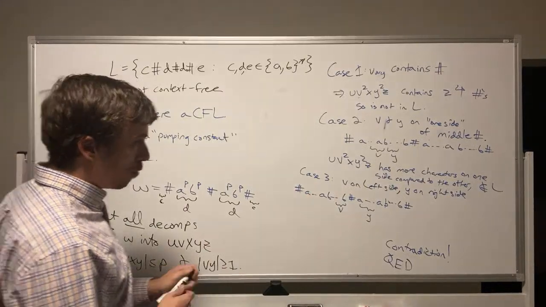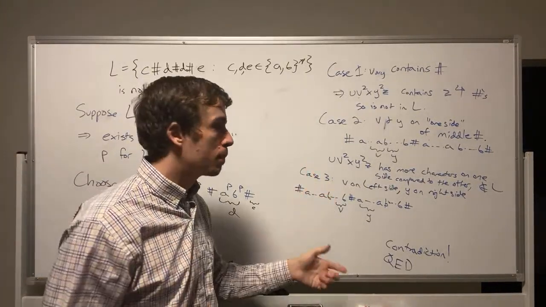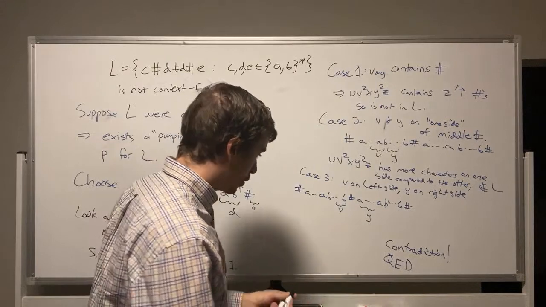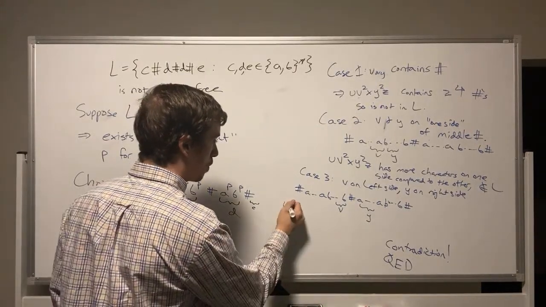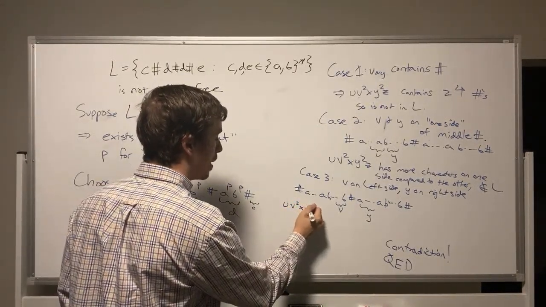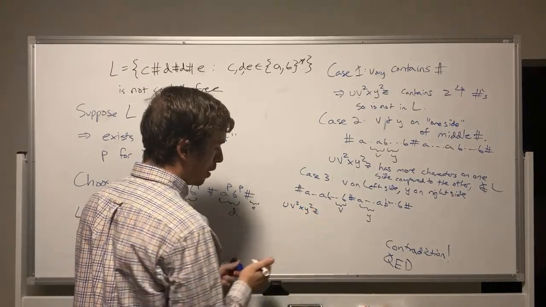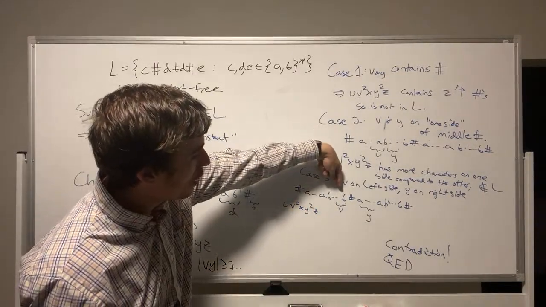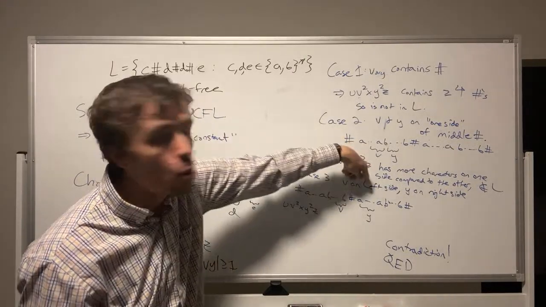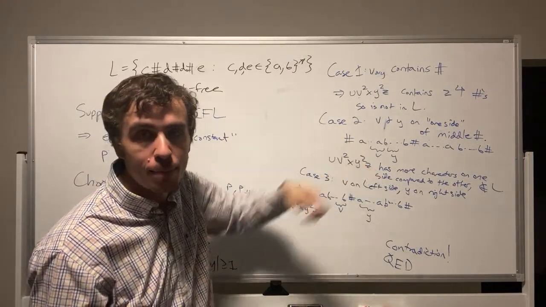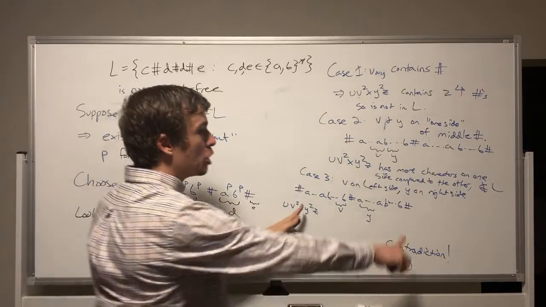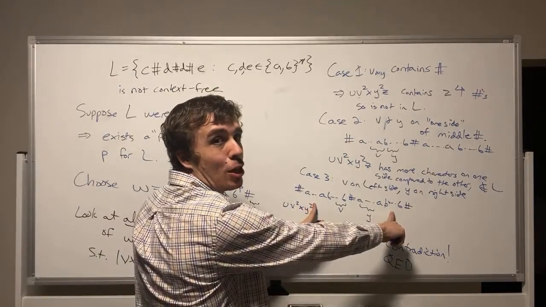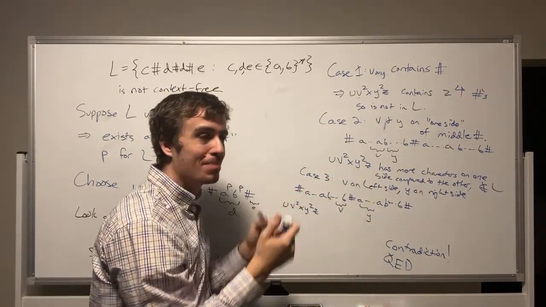All right, so then what if we pumped up again? Here, let's look at u v squared x y squared z. Then what's going to happen is we're going to put more B's here on the left side and more A's on the right side. But we're not going to touch the outer sections here. And that's what helps us.